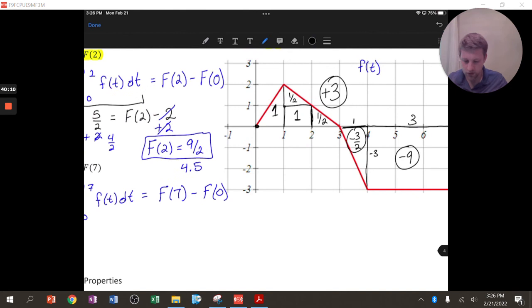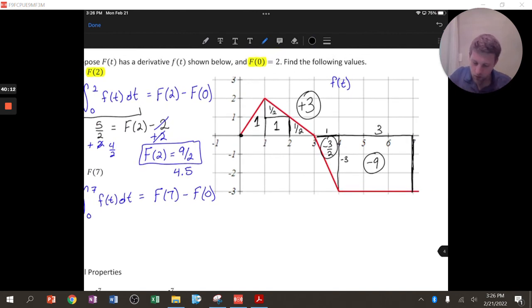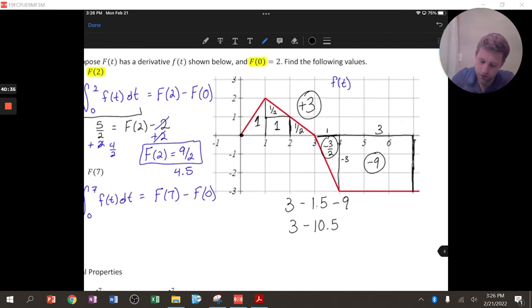So putting those all together, it looks like we'll have 3 minus 3/2, or 1.5, and then minus 9 units of area there. And when we put that together, it looks like 3 minus 10.5, or we can say that is negative 7.5.